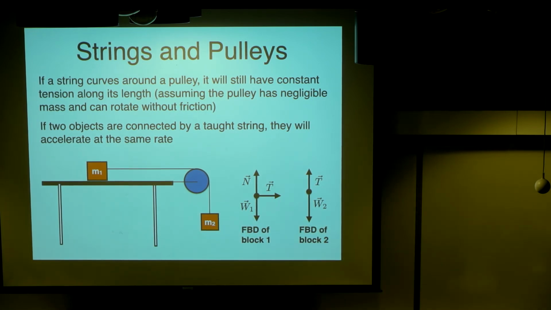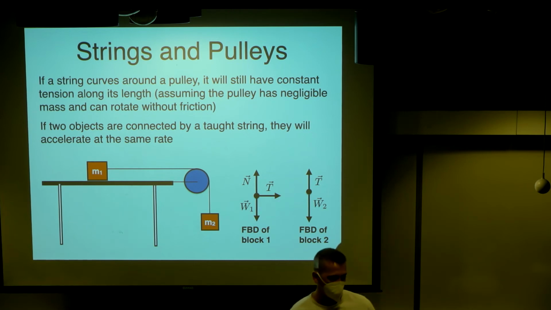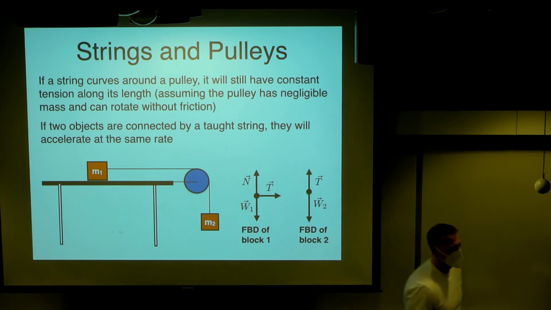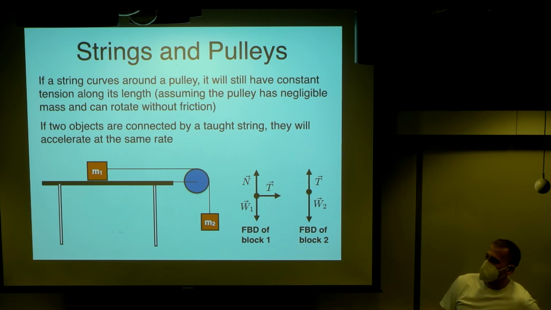Okay? So what we see here is an example of this. If a string curves around a pulley, it will still have a constant tension along its length, assuming the mass is negligible. And if we connect two objects by a string, here's another thing we should see. They're going to move together, right? So if I allow box number 1 and box number 2 here to start moving, they're going to have basically the same acceleration. They can't accelerate at different rates because they're constrained to move together, okay? So that's a useful fact. Same tension at either end, and if we're connected by a string, same acceleration at either end, okay?